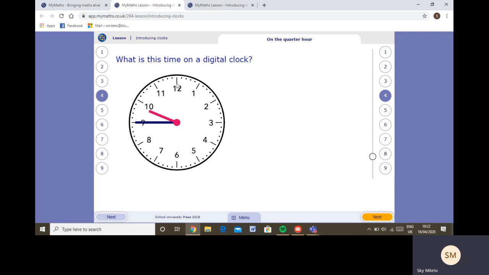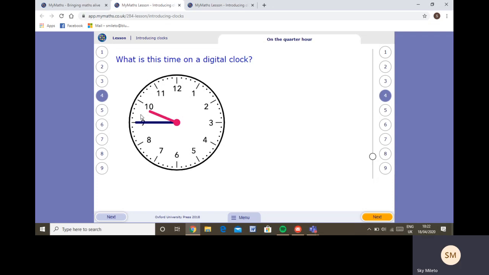Final one. Let's count up together. 5, 10, 15, 20, 25, 30, 35, 40, 45. We know it must be something 45. Now we know that our hand is between the 9 and the 10. Now I know it looks closer to the 10, but it's not 10 o'clock yet. It's still 9.